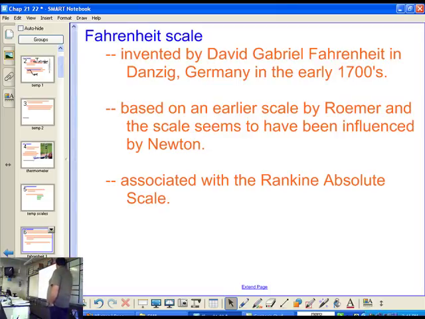So we have Romer, Newton, and it's also associated with the ranking absolute scales. Absolute scale means 0 on that scale is the coldest temperature possible. Because what are we measuring? We're measuring kinetic energy. When we get to that absolute lowest temperature, the kinetic energy of the substance is 0, which means the movement of the material stops. All the molecules stop vibrating. At least that's the theory.